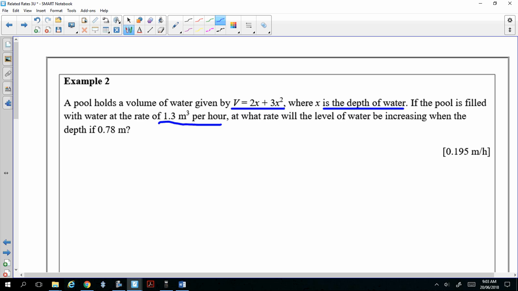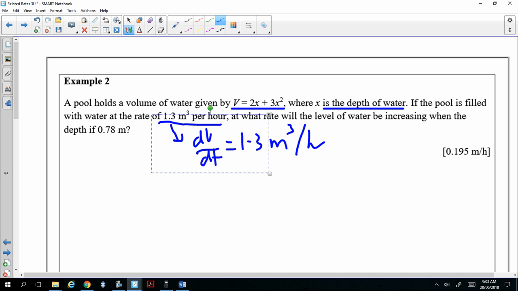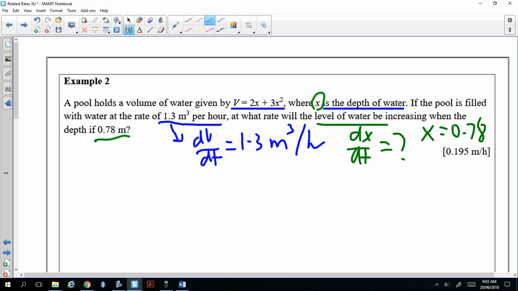Write it down, dV over dt is 1.3 cubic meter per hour. Per hour this time instead of per second. So we're given dV/dt. At what rate will the level of water be increasing when the depth is that? So you have to find the rate of the level of water, which is x. Find dx/dt, question mark. And then when the depth x is 0.78. So summarize the information in terms of dV/dt, dx/dt, and x.